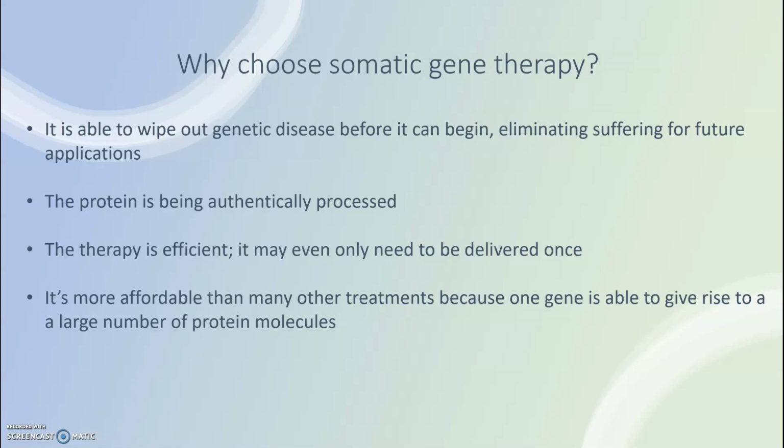It's also more affordable than many other treatments because one gene is able to give rise to a large number of protein molecules. Somatic gene therapy is also known as a treatment of a genetic disease that has no treatment. So by targeting the reproductive cells, such defects can be got rid of for good. Many people who suffer from genetic disorders such as Parkinson's, Alzheimer's, or Huntington's disease have gene therapy as their only hope.